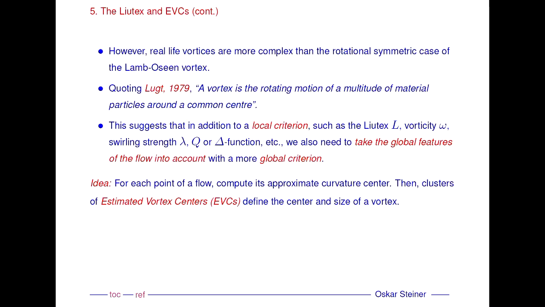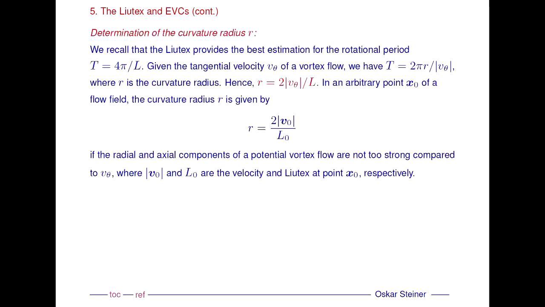But we also need a more global criterion, especially, of course, for these large-scale vortices on planets and on the sun, etc. So the idea was that for each point of a flow, we compute its approximate curvature center. And when we have a real vortical flow, then many curvature centers have their origin at the same place. So we get a cluster of estimated vortex centers. And that would then define the center point of the vortex.